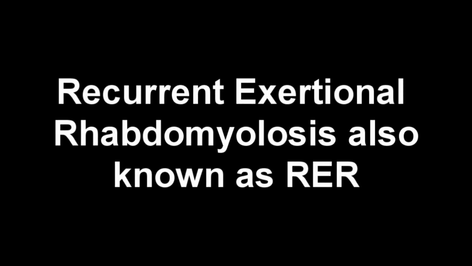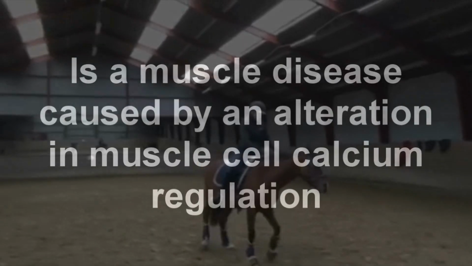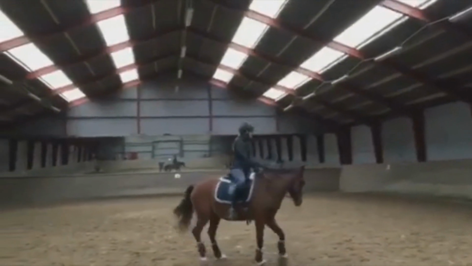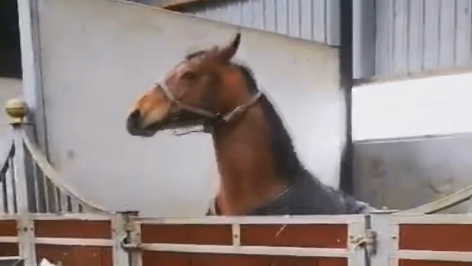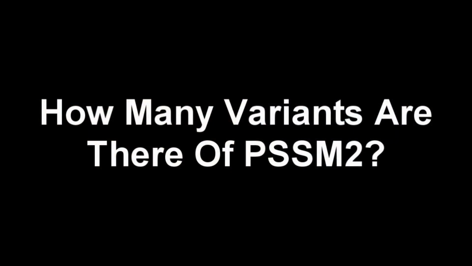Recurrent exertional rhabdomyolysis, also known as RER, is a muscle disease caused by an alteration in muscle cell calcium regulation. Recurrent exertional rhabdomyolysis causes exercise intolerance in horses. However, symptoms can be brought on by stress. Horses with RER are often described as having an excitable temperament. How many variants are there of PSSM2?